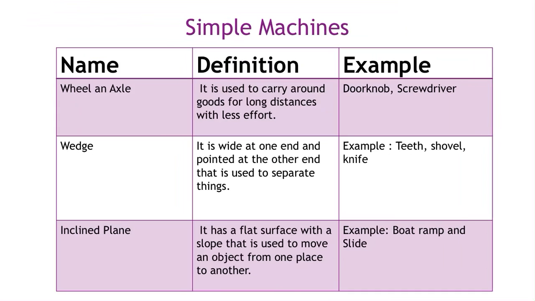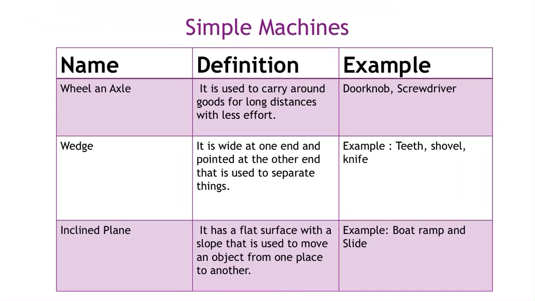Then we have the wedge, which is wide at one end and pointed at the other end. That is used to separate things. Example, teeth, shovel, knife. You do use a knife, a simple example, in so many things. So basically, a knife is used to cut the apple. You're cutting the apple by yourself, but the knife is making your work easy. You'll have a smooth end. You can cut things easily.